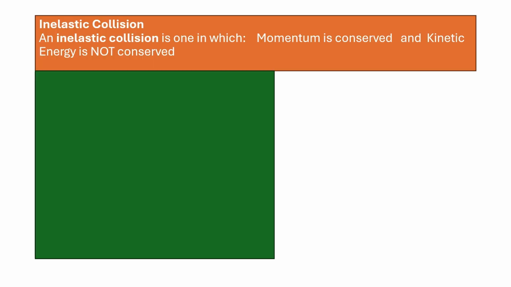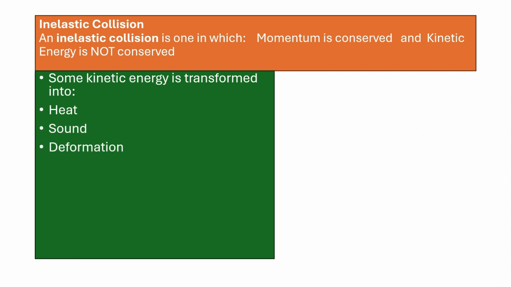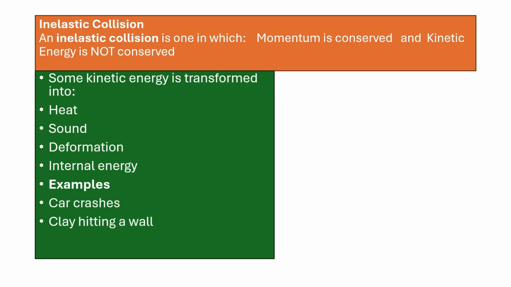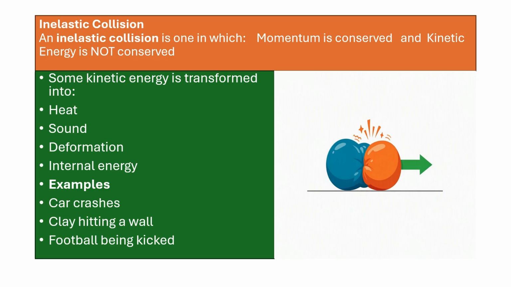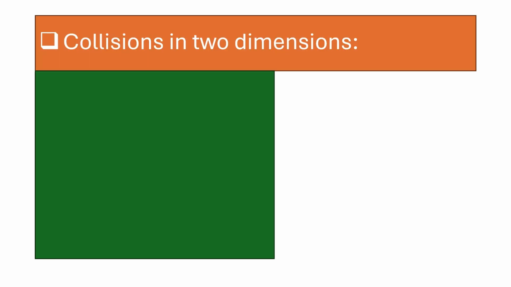Then what about inelastic collision? Now here you find, students, that momentum is conserved, but the kinetic energy is not. That means kinetic energy is transformed into heat or sound or deformation or internal energy. For example, car crashes or clay hitting a wall or football being kicked. So here what is happening? Momentum is conserved, but kinetic energy is not conserved.